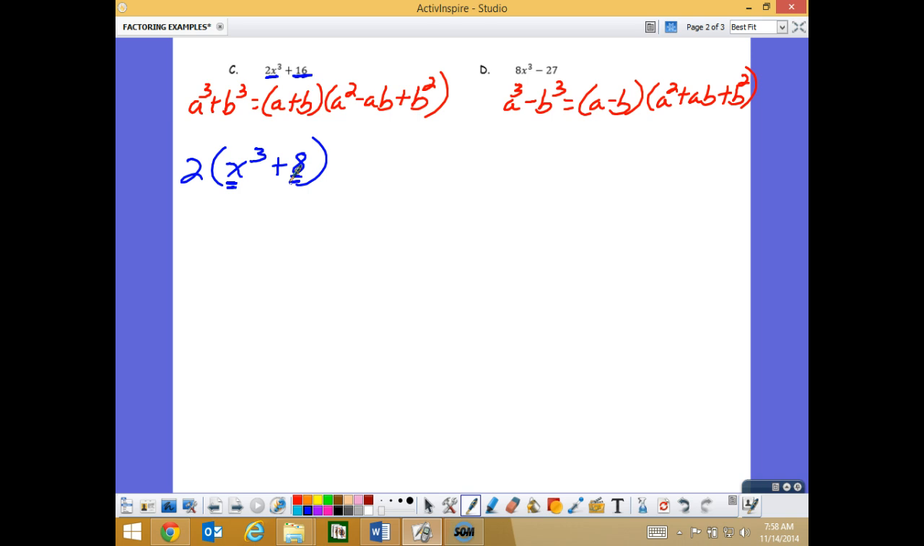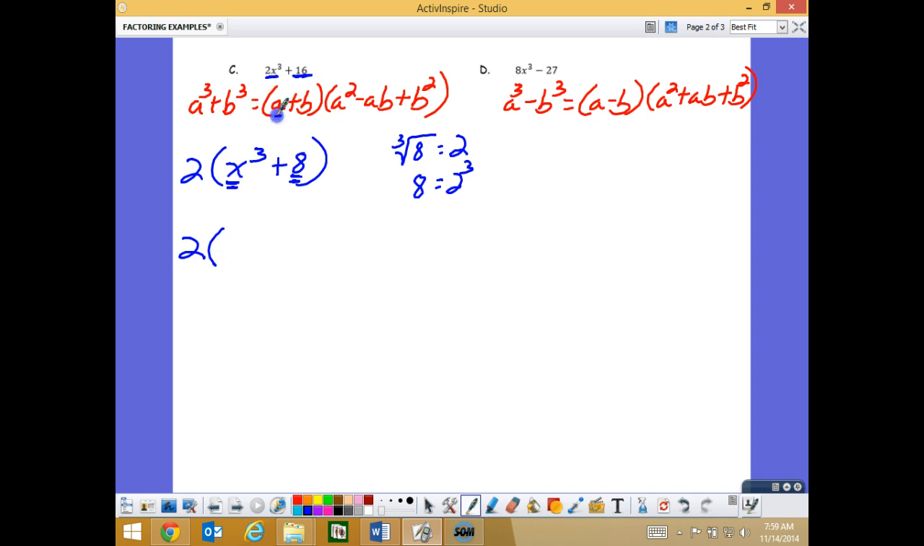And again, what it means to be a cube root of something is very similar to square root. The cube root of 8 is equal to 2 because 8 is equal to 2 cubed. That's the definition of a cube root. So you're basically asking, what do you cube to get 8? The answer is 2. So, factoring this, we have 2.